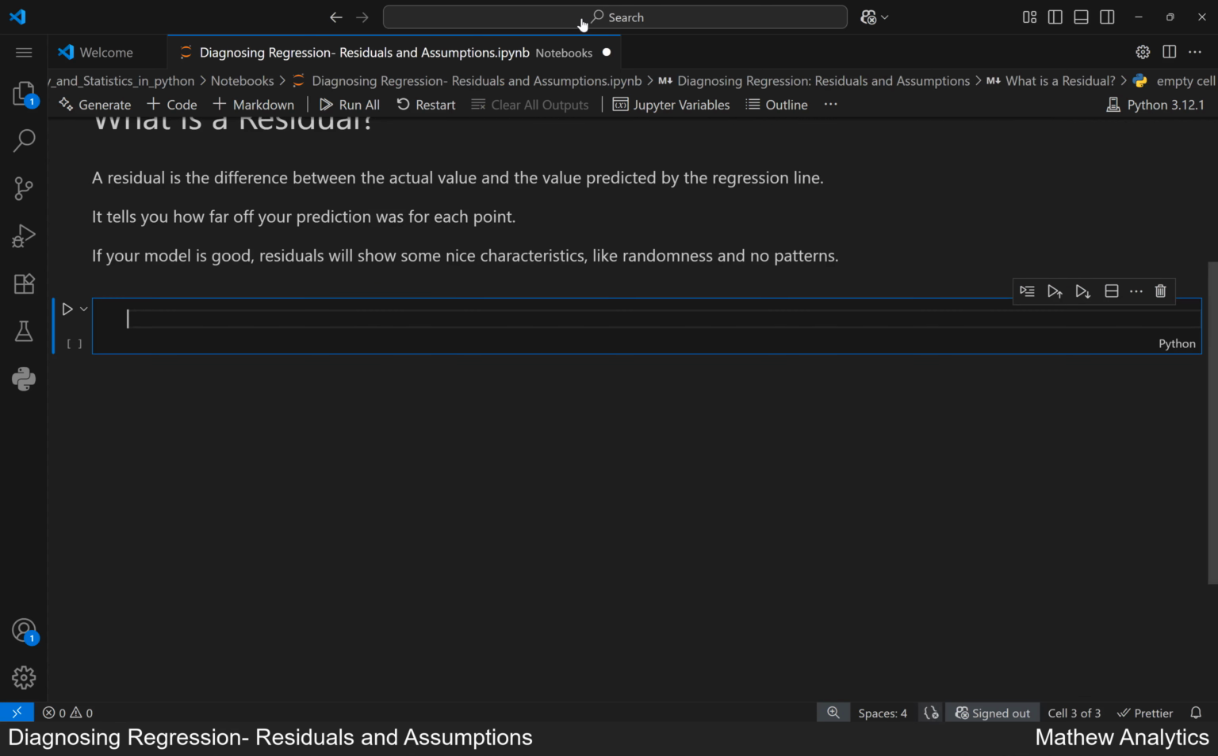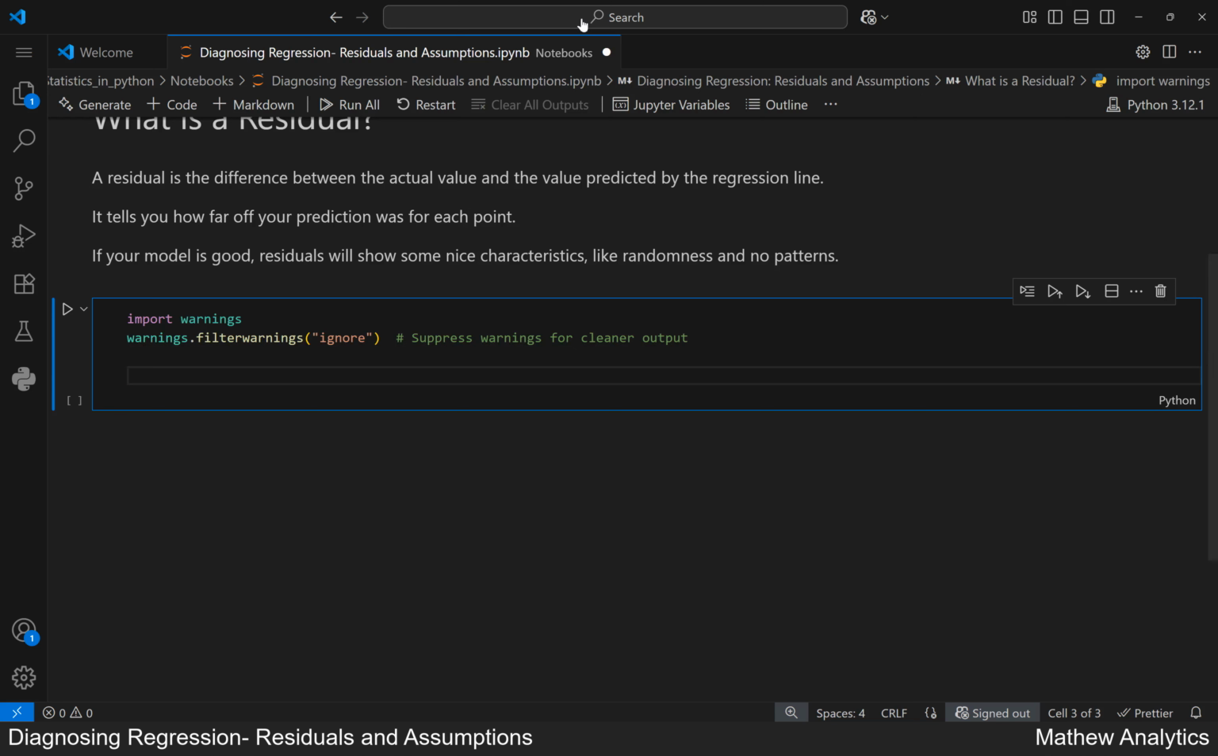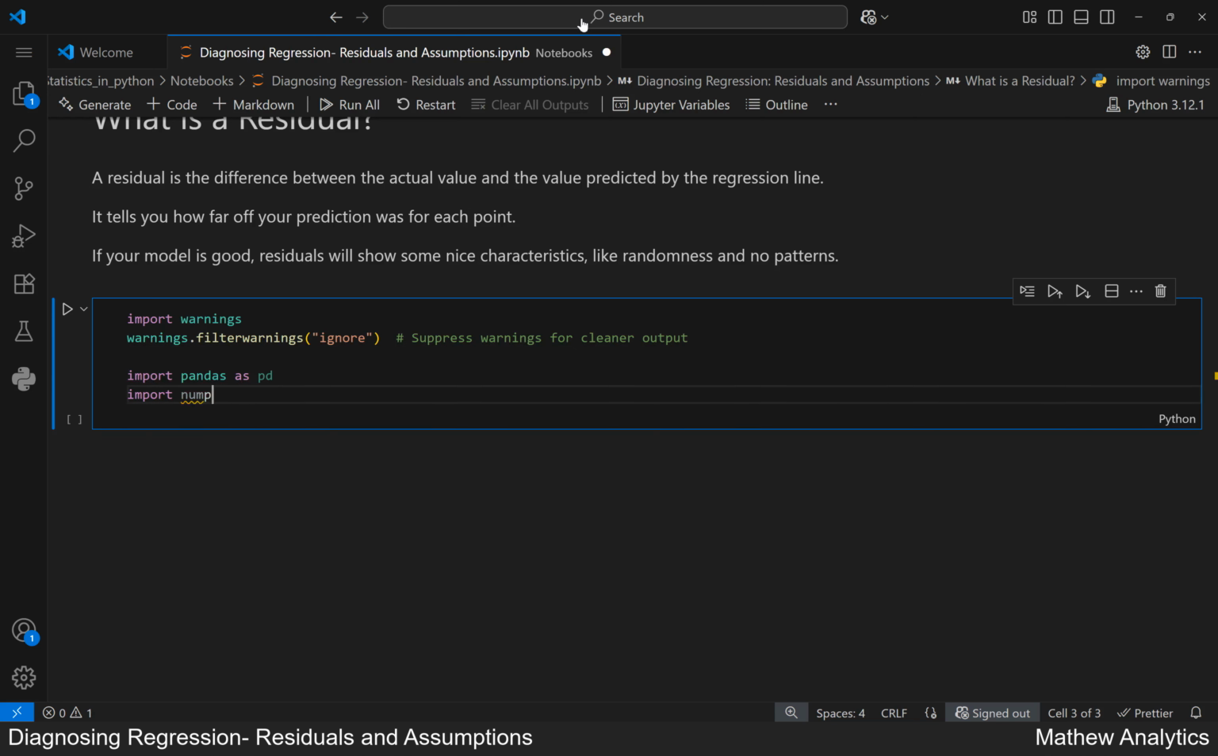Let us set up our tools for the lesson. We are importing all the needed packages to work with data and charts. We turn off warning messages. We import pandas for data handling and NumPy for math. Matplotlib and Seaborn help us make plots.